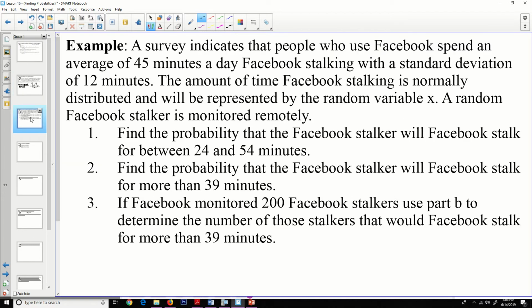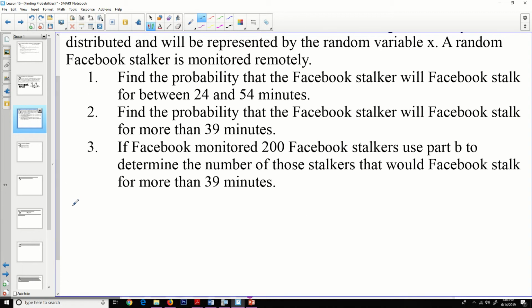All right. A survey indicates people who use Facebook spend an average of 45 minutes a day Facebook stalking with a standard deviation of 12 minutes. I made this problem up while watching my wife do Facebook. Don't tell her. Anyway, the amount of time Facebook stalking is normally distributed and represented by a random variable x. A random Facebook stalker is monitored remotely, very clandestine. It says find the probability that the Facebook stalker will stalk between 24 and 54 minutes.